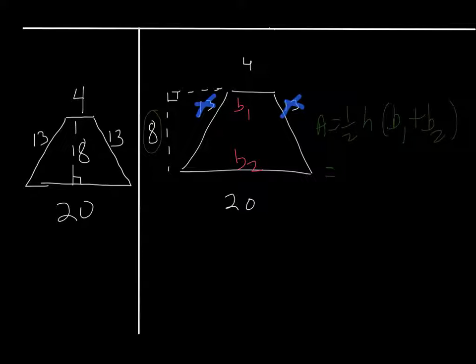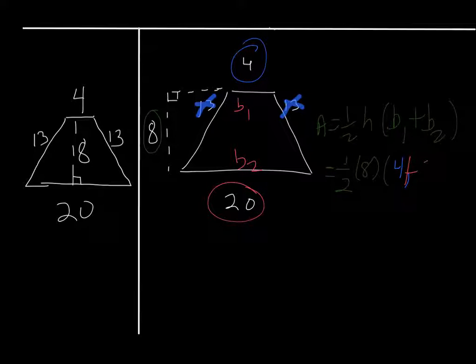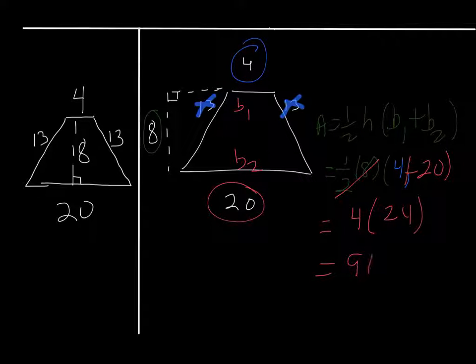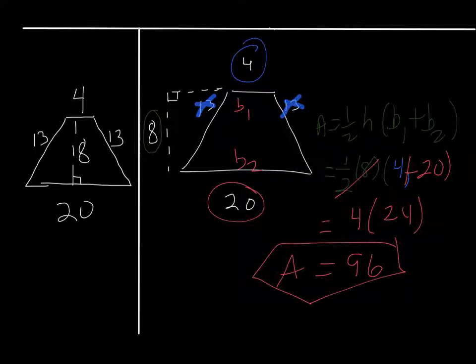So then I have 1/2, and my height is 8, and my base 1 is 4. That's this one here. And my base 2, whoops, that should be a plus, is 20. So then 1/2 times 8 simplifies out, and I get 4 times (4 plus 20), which is 24, which equals 96. So the area is equal to 96 square units.